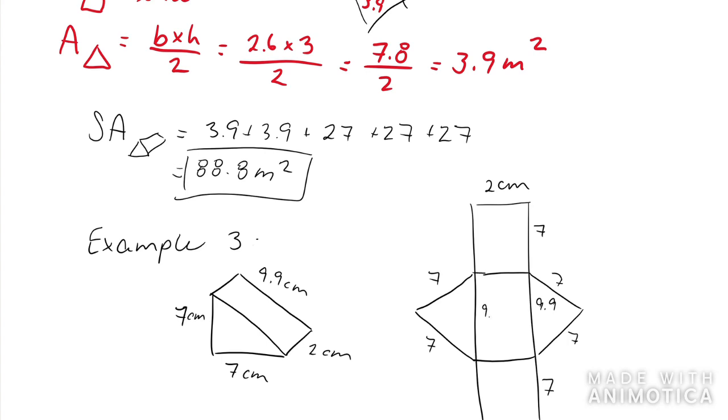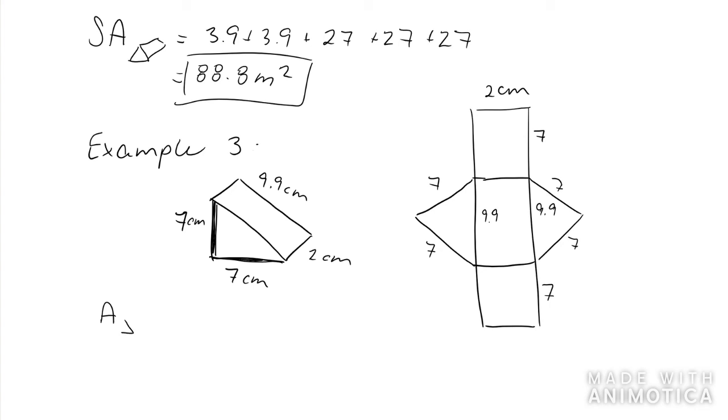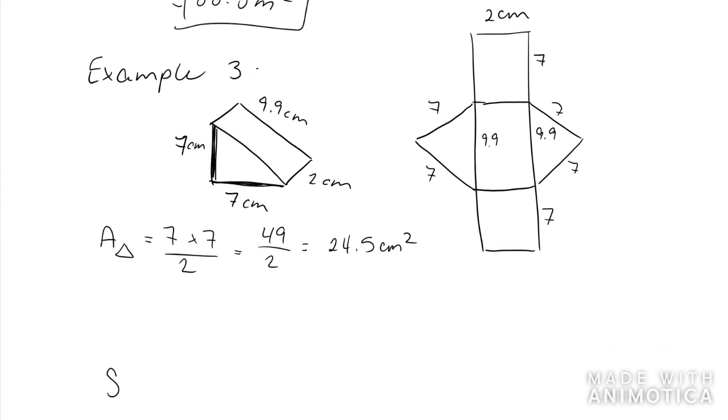So again, we need to figure out the area of each of these. If you look at our triangle, our height is 7 and our base is 7. So the area of our triangle is going to be 7 times 7 divided by 2. But how many of these do we have? We have 2 of these. So when we're looking at the surface area, we're going to have 24.5 plus 24.5.